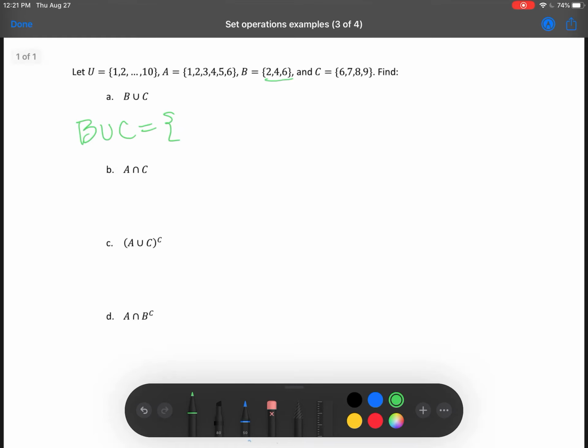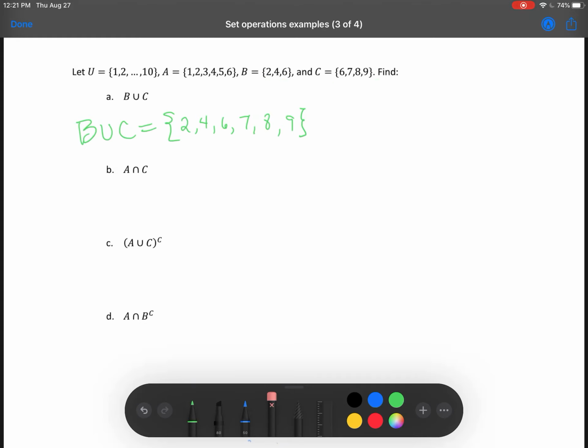So notice that B has the elements 2, 4, and 6. So we can go ahead and write that down. And then C has the elements 6, 7, 8, 9. Since we already put a 6 in our union, we're not going to write that again, but we are going to add 7, 8, and 9. So this is our set B union C.